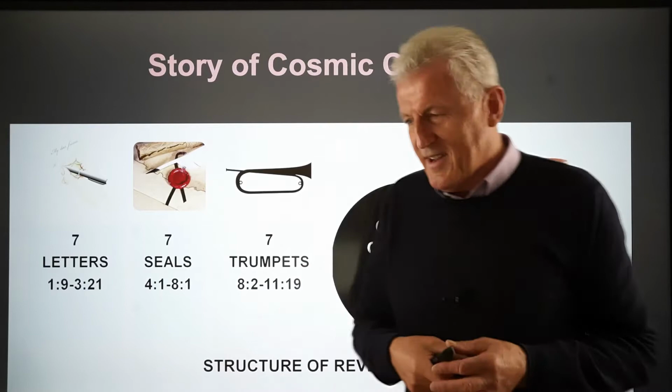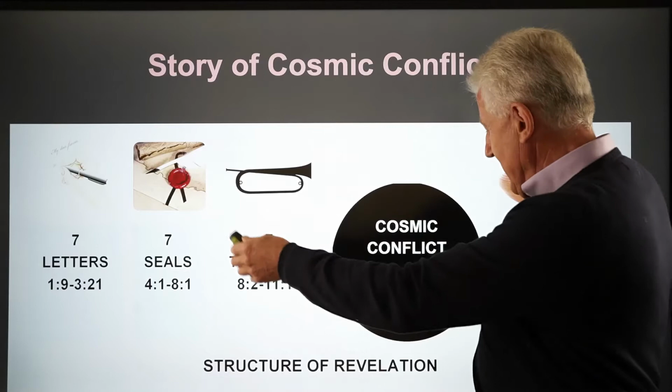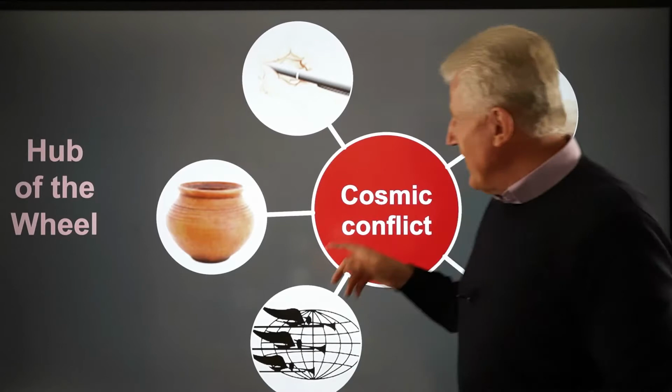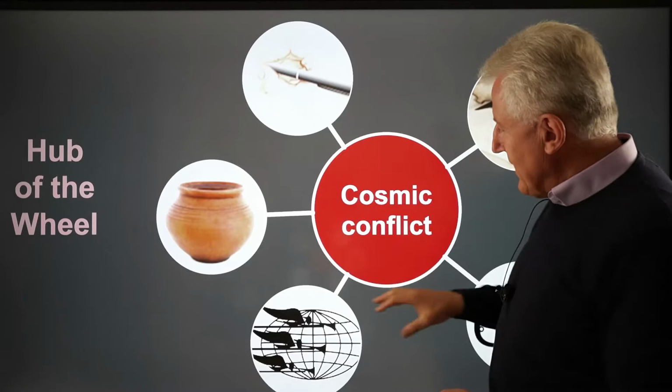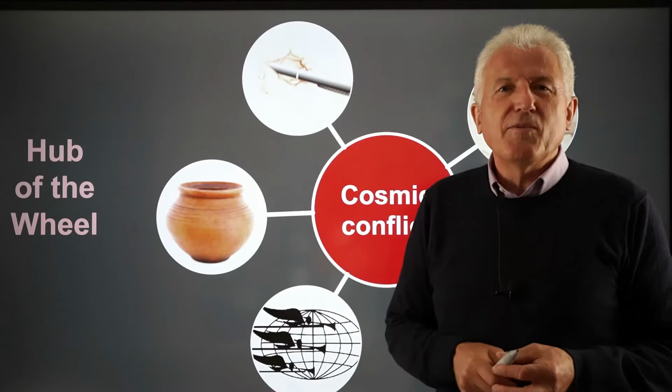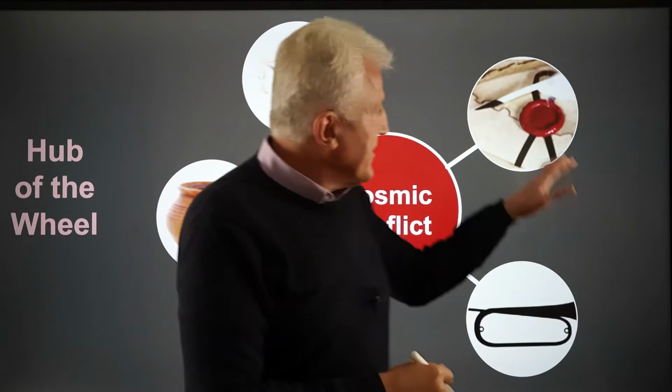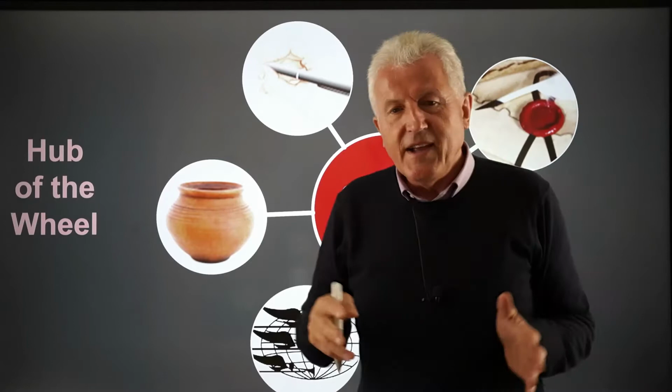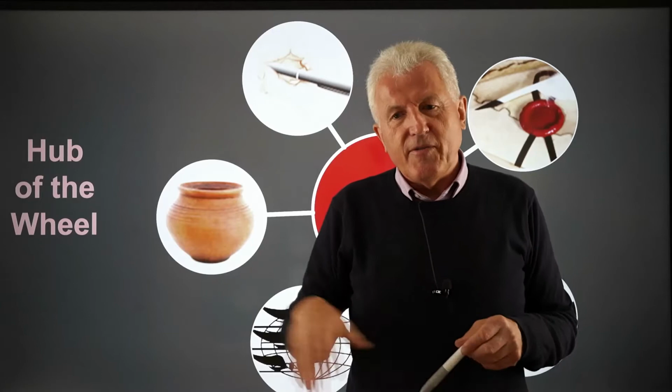Here, it looks like you have a sequence, and this one is an element in a certain sequence. But here, you have a center where the various elements in the Revelation are organized around the center as though they are spokes on a wheel. And each element, the seven letters, the seven seals, seven trumpets, and seven bowls, they have an immediate relationship to the story of cosmic conflict, not just a distant linear relationship.